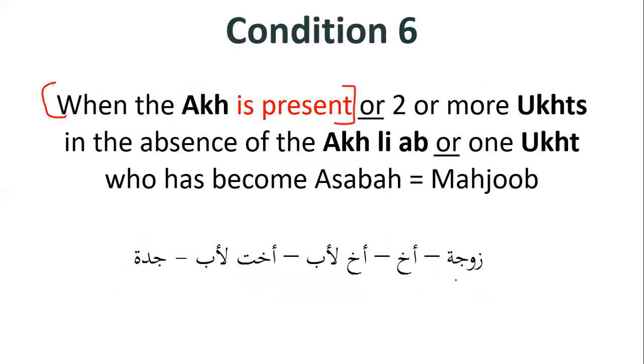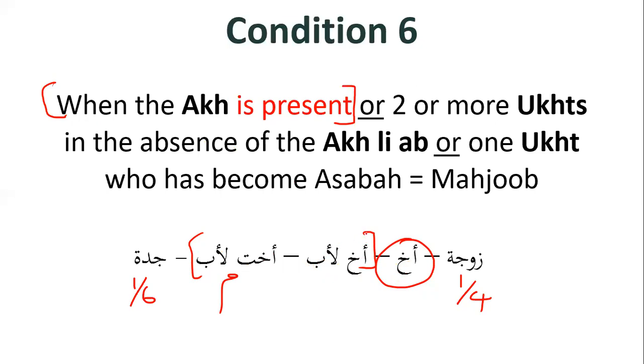So over here, let's obviously do the relatives. You know, zawja will receive 1/4, jadda will receive 1/6, and now we have here the akh li abin, ukht li abin. However, we also have the full akh. So when the akh is present, then the ukht li abin becomes mahjub. When the full akh is present, the ukht li abin becomes mahjub.